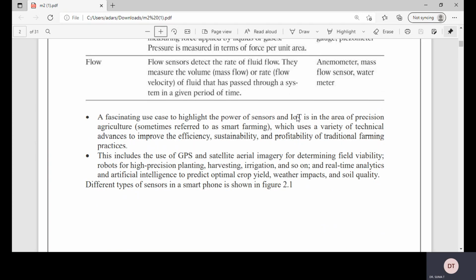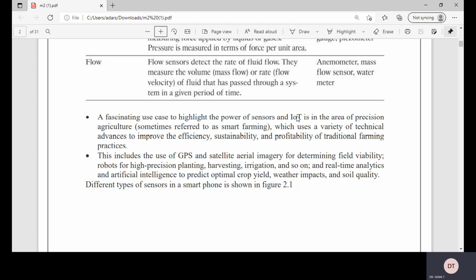The flow sensor detects the rate of fluid flow, say for example water, oil, milk. What liquid items are there? When the movement of those liquids starts, this flow sensor detects the rate, the speed of the flow. They measure the volume, mass flow rate or velocity of a fluid that has passed through a system in a given period of time. Examples are anemometer, mass flow sensor, and water meter.